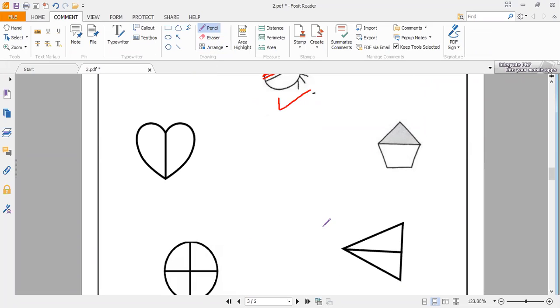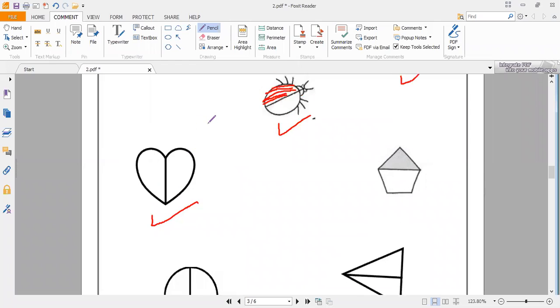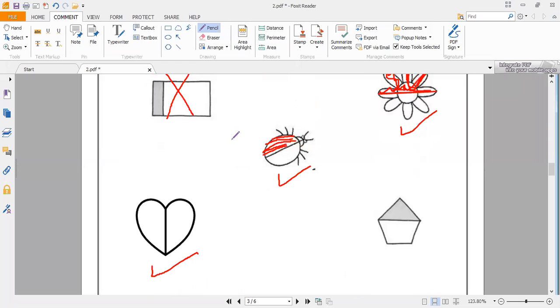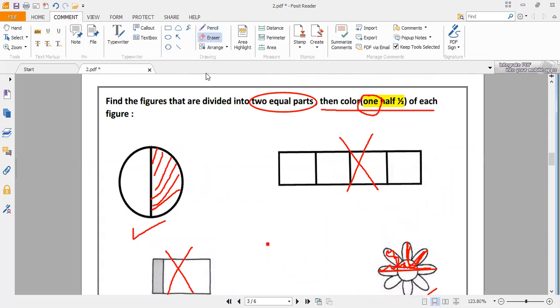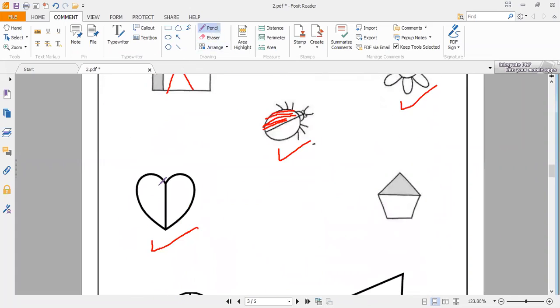Seji. Yes, yalla Seji. Does this heart show halves? Yes. Yeah, okay. So how many parts am I gonna color in this heart? 1. One. Why one? Because it says color 1. Yeah, 1/2. Yeah, one half means color one part only. So we're gonna color only one part.